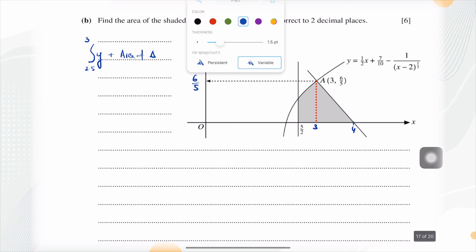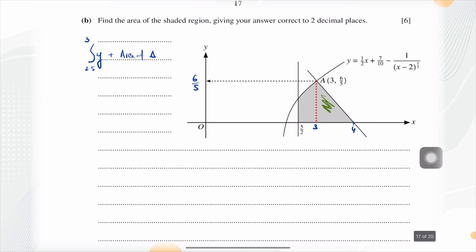So let's just work out the area of the triangle first, since it's easy. Half into the base, what's the base going to be? The base is going to be 1 into the height, which is 6 upon 5. So 6 upon 5 into 2 is 10, so 0.6, or 6 upon 10, whatever you want to write it. Unit square or square units.